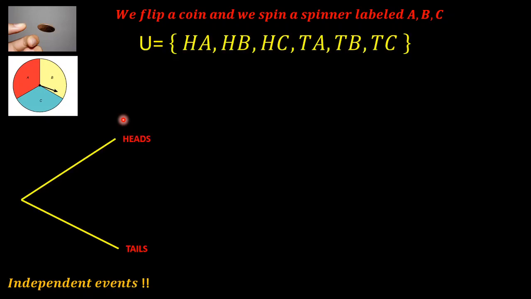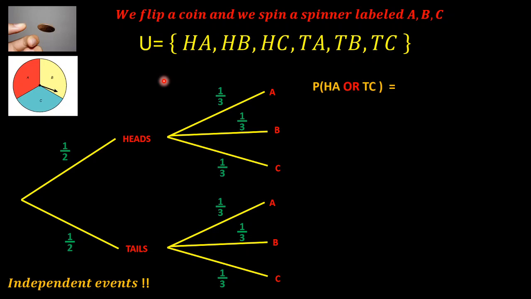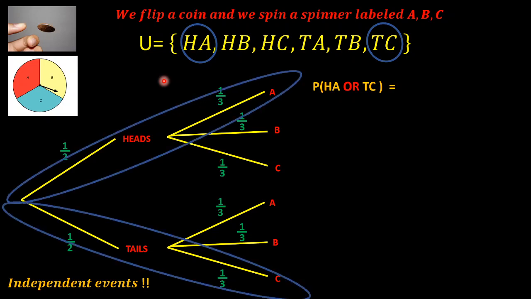Let's move now to the next one, which would be the OR rule. So, again, we keep the same experiment. Heads, tails. Alright. Let's now think of the probability of that. I want to get heads and A or tails and C. From the list above, I can see that I want these 2 out of 6. So it is 2 out of 6.